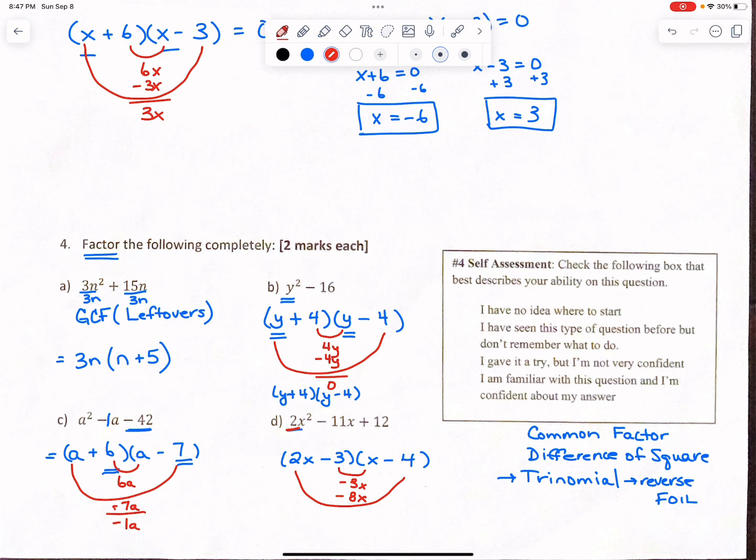Maybe 2 times 6 would work, or maybe 12 times 1 would work. Again, it's a little more complicated when you have something other than 1 in the x squared position. So that made this a general trinomial instead of just a simple one, but the techniques are all the same. Start with your first term, move to your last term, and then do your SMILES check to make sure the middle term works.